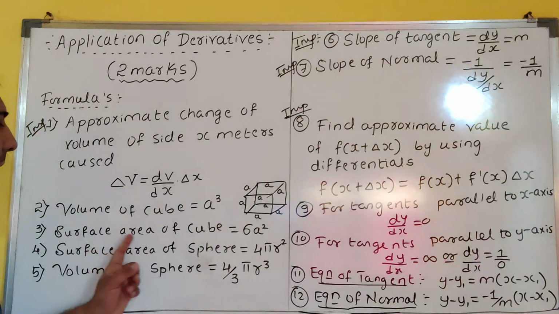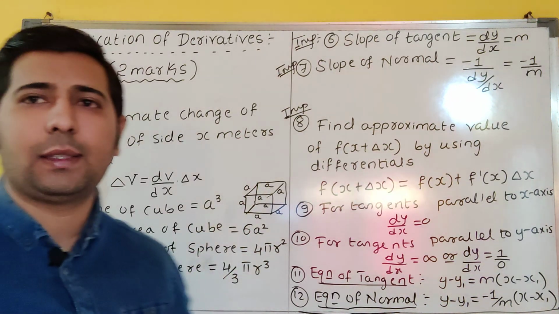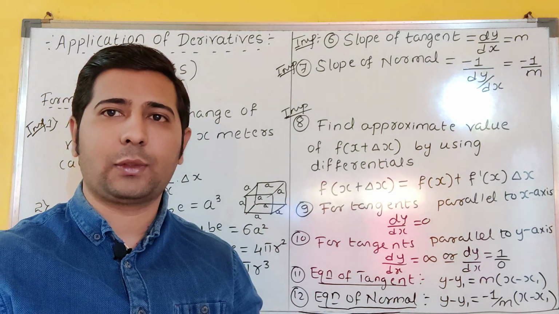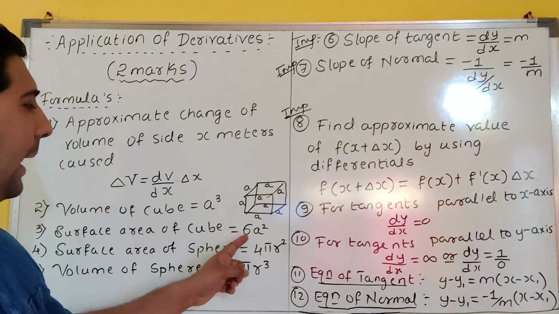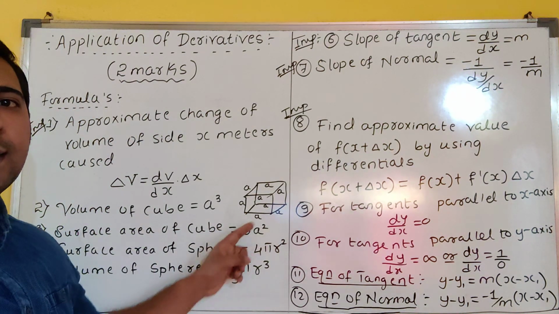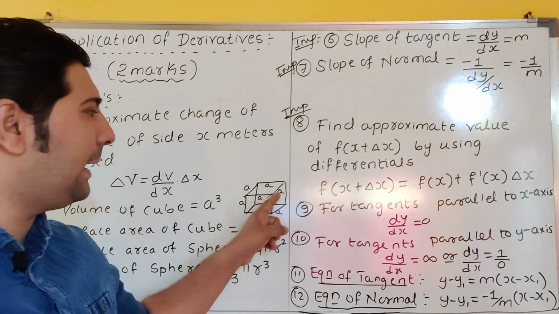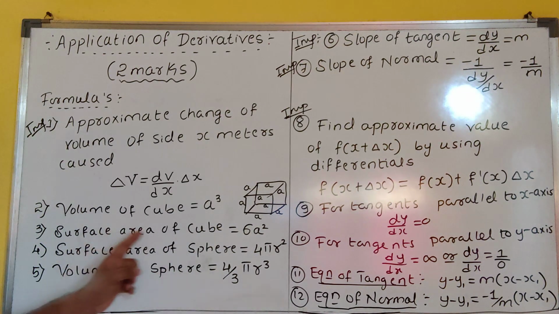Next one, surface area of a cube is equal to 6a square. How many faces will a cube have? 6, no? All are squares, and the area of a square is a square. Same only here also, 6 into a square, because 6 faces. If the side is taken as x, we will write 6x square. Surface area of a cube is 6a square.